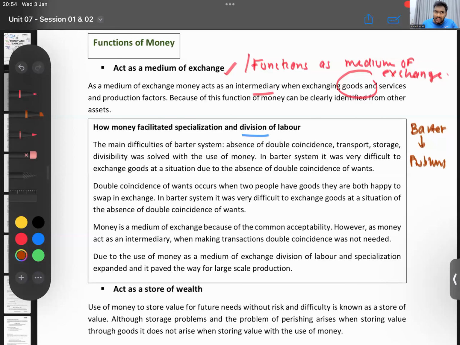So then what happened? In order to solve these problems, money was introduced. Because of so many problems, people never specialized. Now, when money was introduced, all the problems were solved. Everything was sorted. You can easily exchange goods. You don't need double coincidence of wants. You don't need any of that. Then, because of the introduction of money, people started to specialize. Money eliminated the problem.